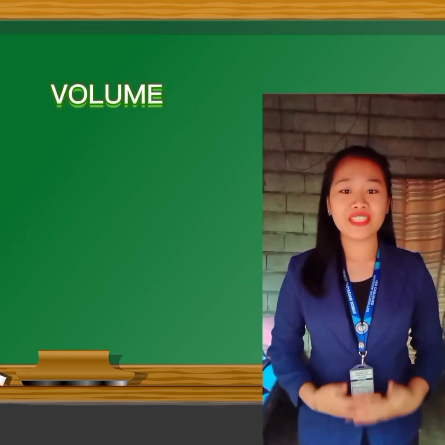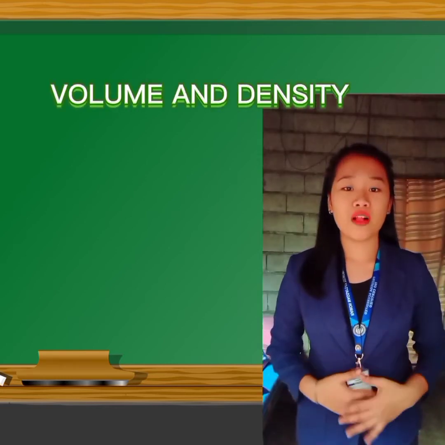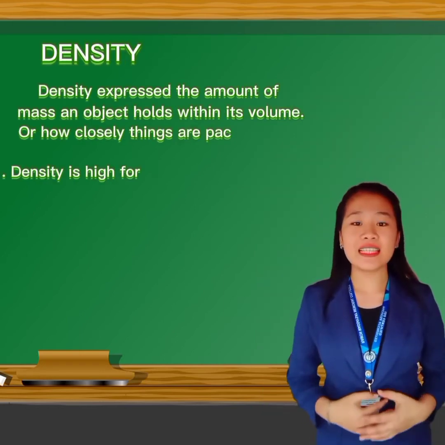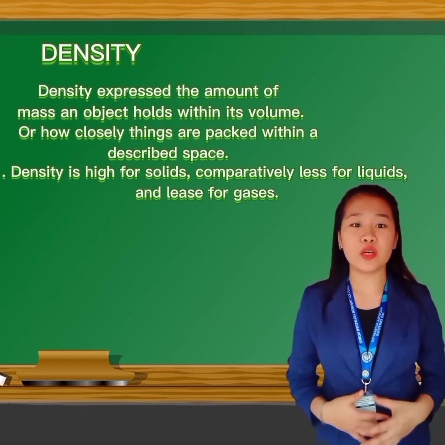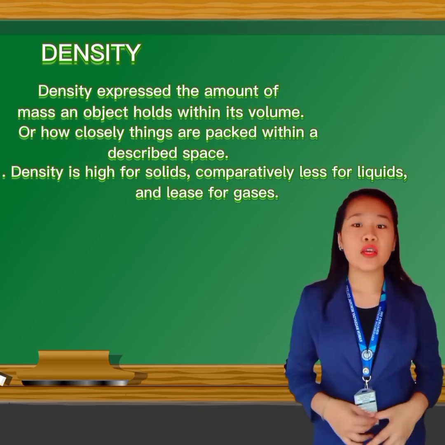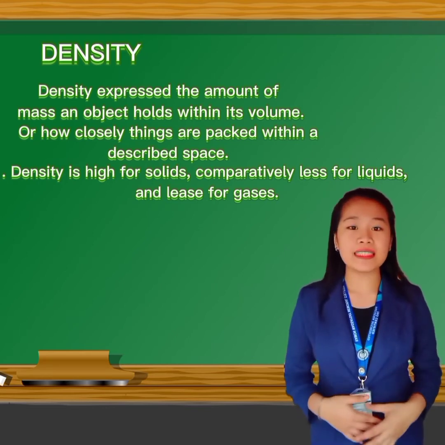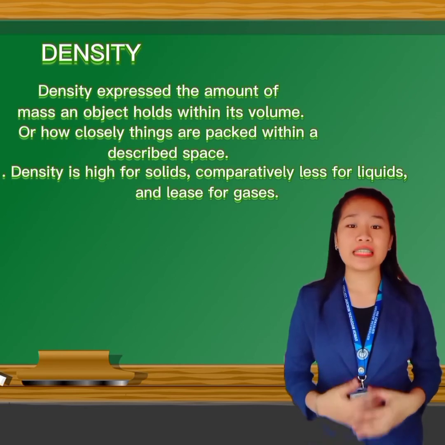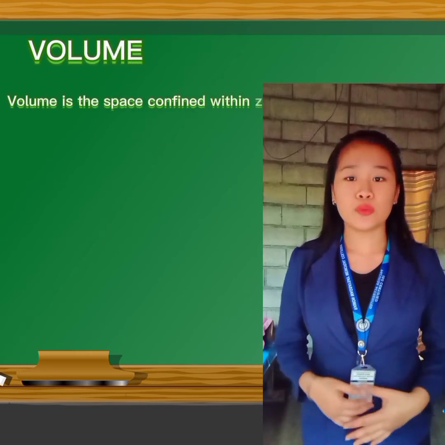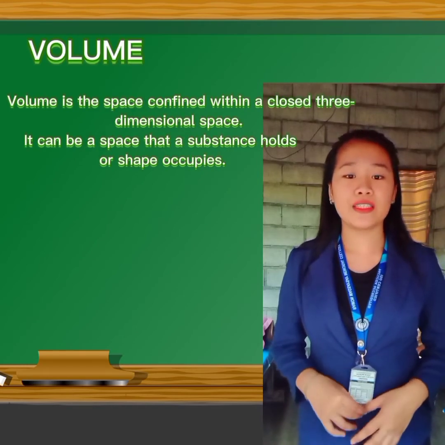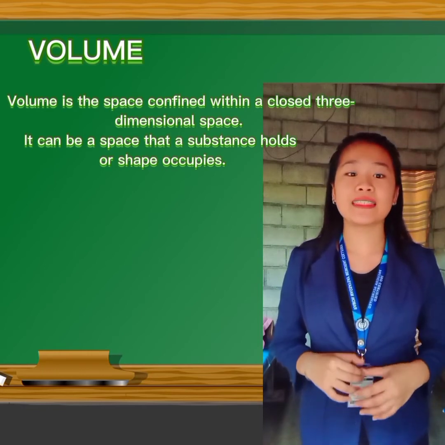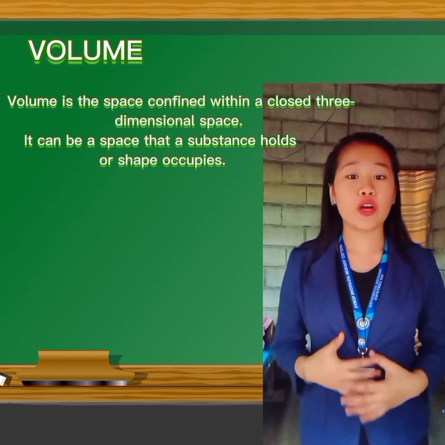So our lesson for today is all about volume and density. What is density? Density expresses the amount of mass an object holds with its volume, or how closely things are packed within a described space. Density is high for solids, comparatively less for liquids, and less for gas. What is volume? Volume is a space confined within a closed three-dimensional space. It can be a space that a substance holds or shape occupies.